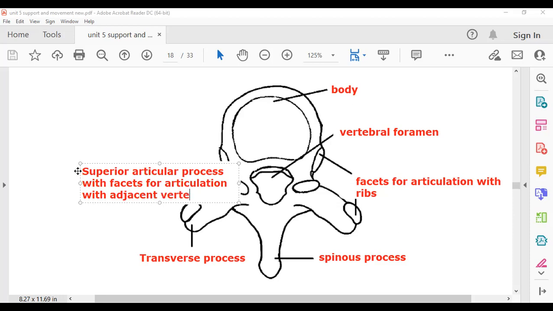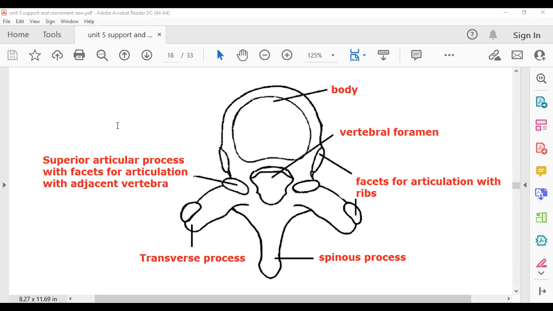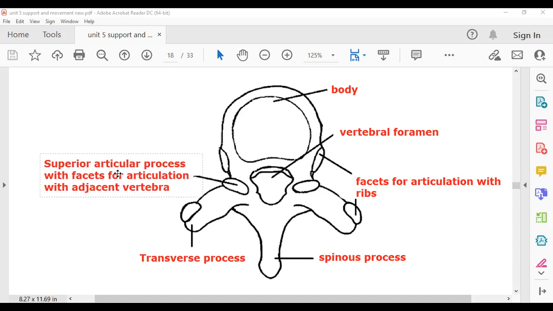I'm not so interested in those things, but how it is labeled, you should know. So actually, it's a superior articular process. Above that one, there will be an inferior articular process. They have facets and they are articulating, right? So label it.